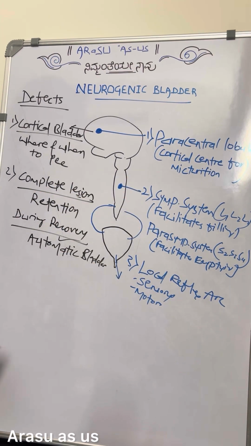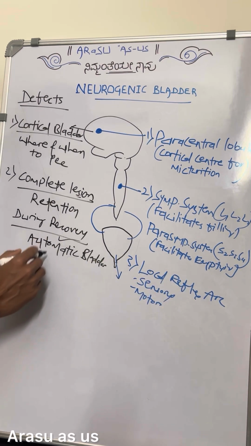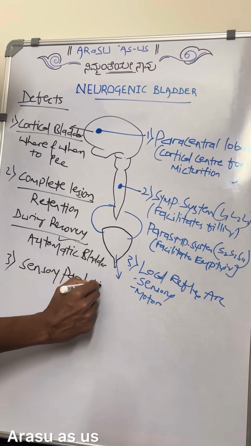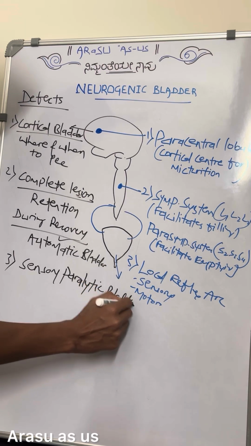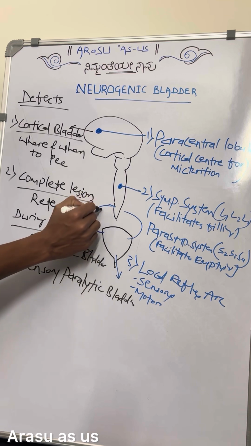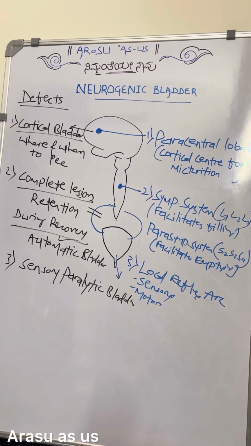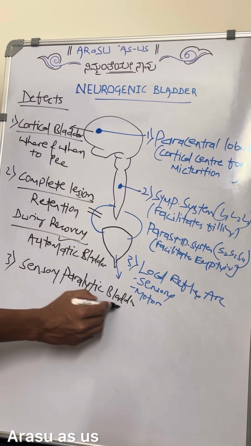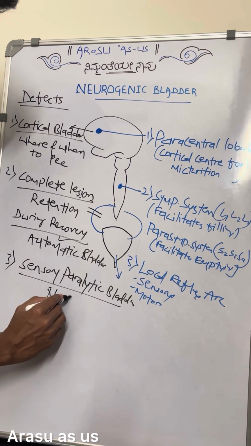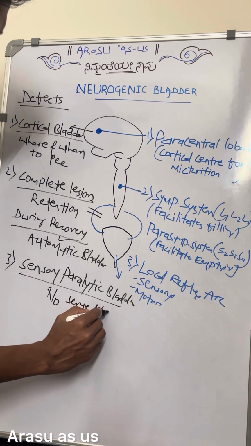Coming to the third part, that is local reflex arc problems. First thing is sensory paralytic bladder. What happens is the sensation of the filled bladder will not be able to reach the center. So the person will not feel the filled bladder. No sense of filled bladder.